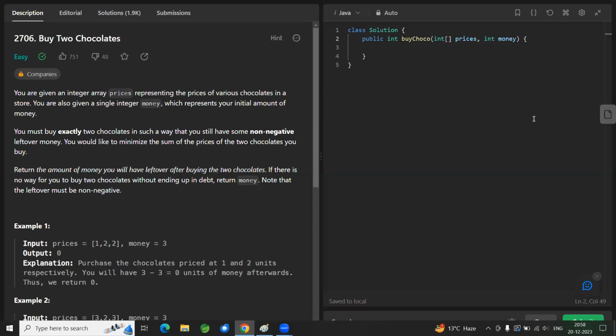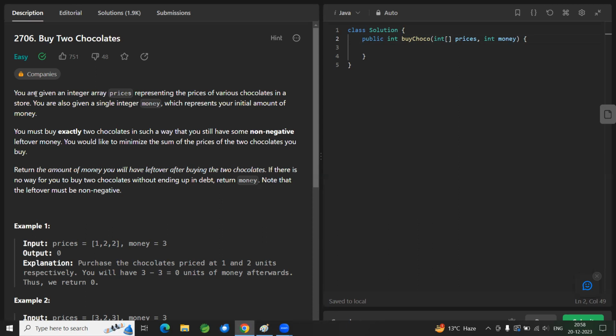Hello everyone. So today's LeetCode daily problem is Buy Two Chocolates. It's a very easy problem. So let's read out the statement and try to understand what this problem is trying to ask.